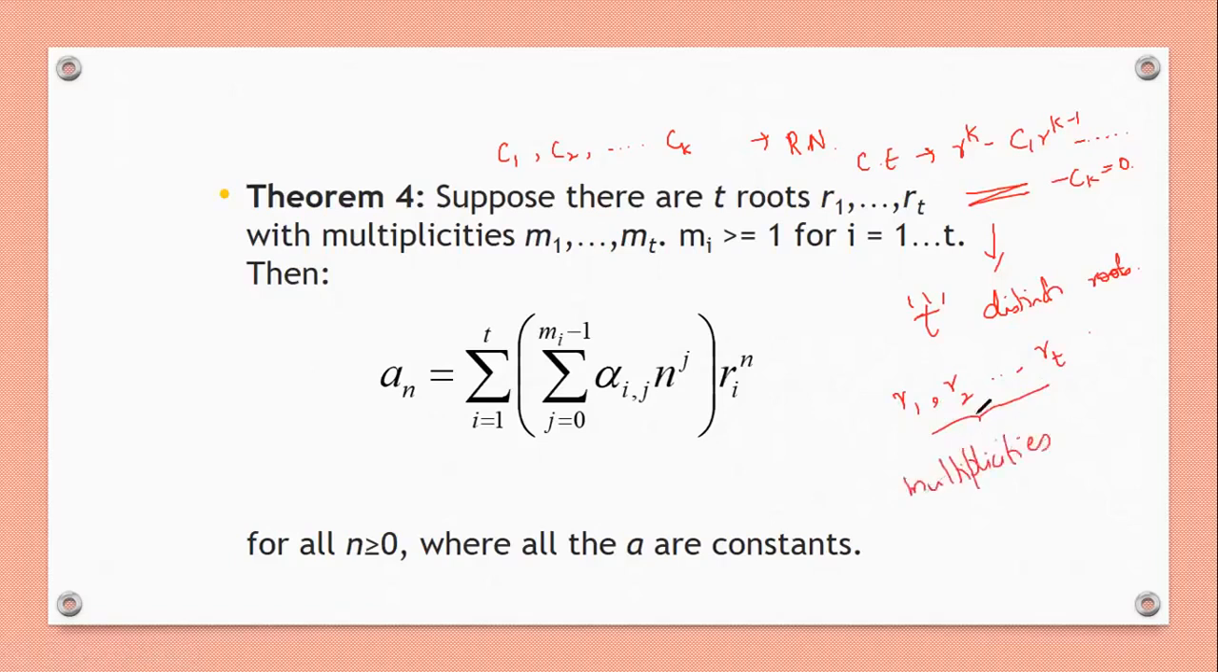So with multiplicities, r1 is being repeated m1 times, r2 is being repeated m2 times, and rt is being repeated mt times, respectively, such that the mi value is always greater than or equal to 1. That is, r1 is either repeated one time or more than one time, for i equal to 1 to t. And m1 plus m2 plus and so on up to mt, that is the multiplicity addition, will give us the degree of our equation.